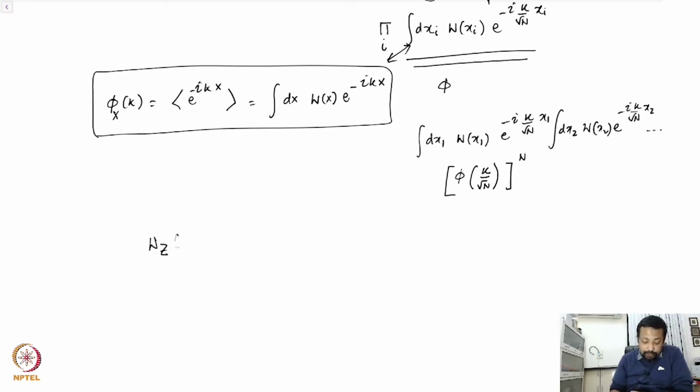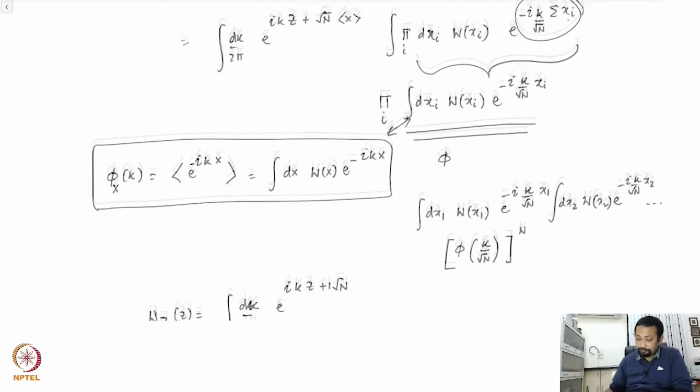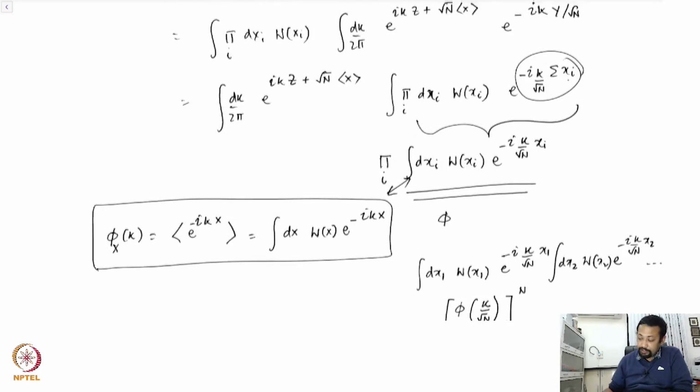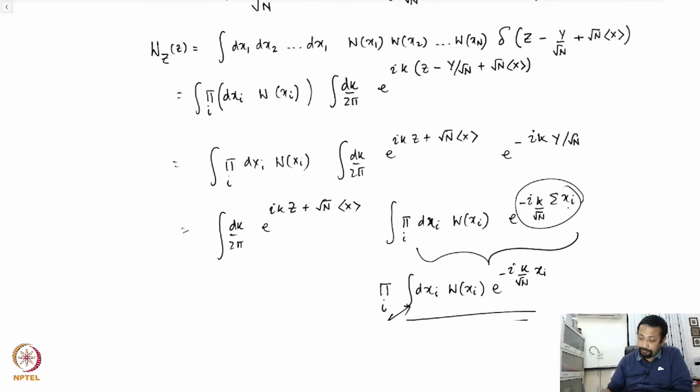So w_z of z is essentially the integral dk over 2 pi e to the power ikz plus square root n. There is an ik missing somewhere. There is an ik here.